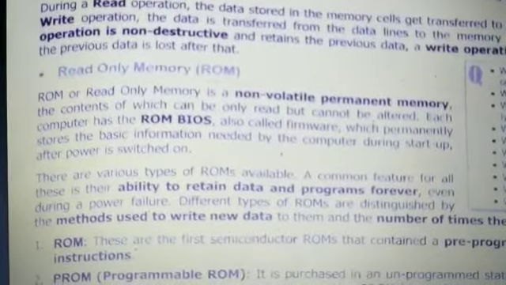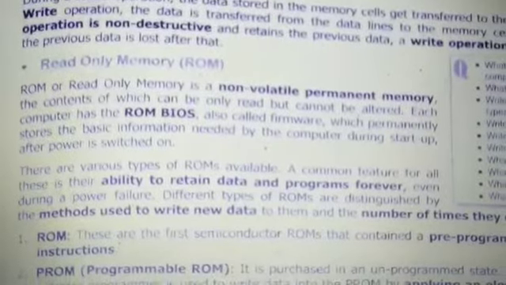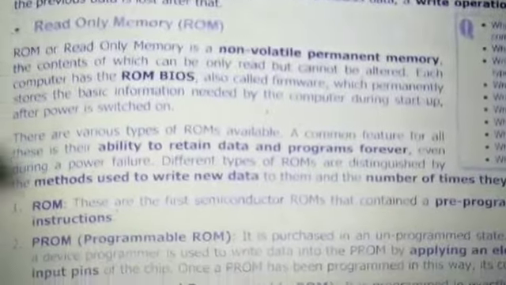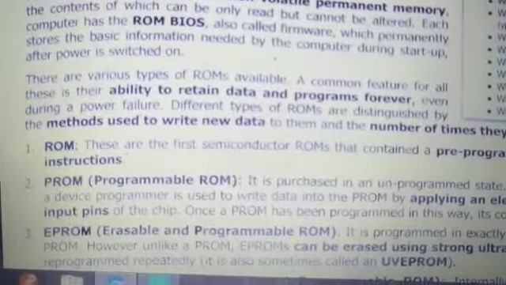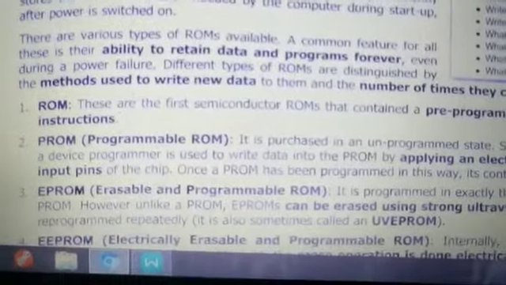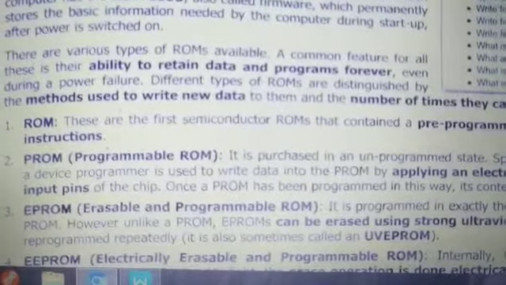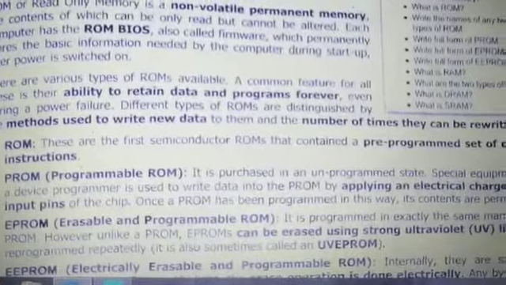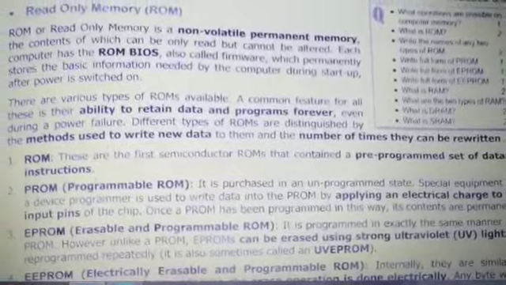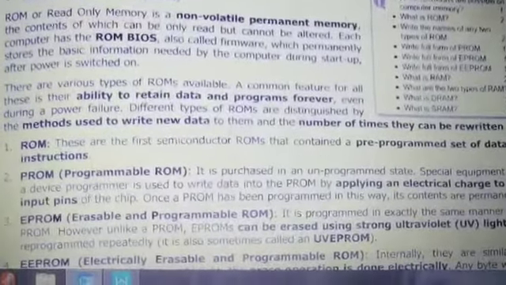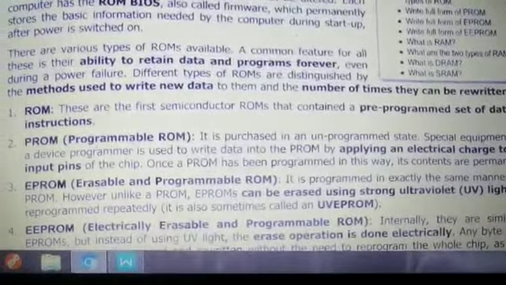So that's why it is stored in the ROM. Okay, so depending upon the ability to retain the program for a permanent purpose, we can classify the ROM in different ways. First we have to understand the general ROM. The first normal ROM is the semiconductor ROM. It is a pre-programmable set of data or instructions, which means whatever information is there is already in the ROM. We do not need to write it, it is already there.